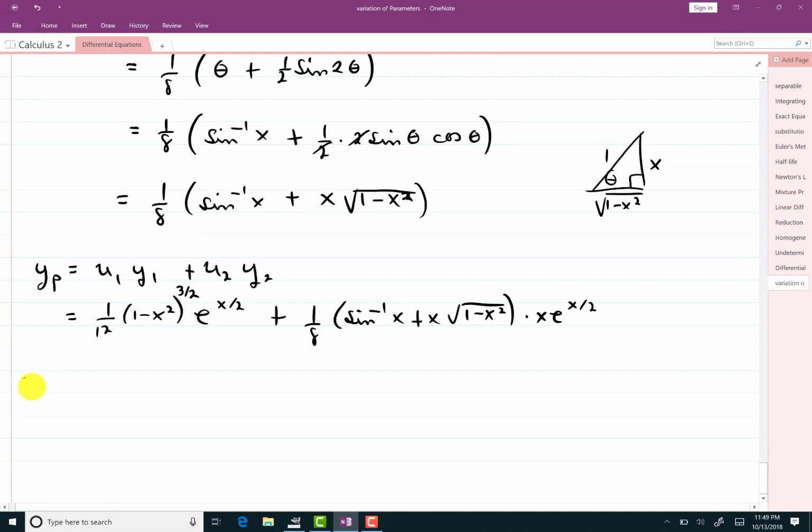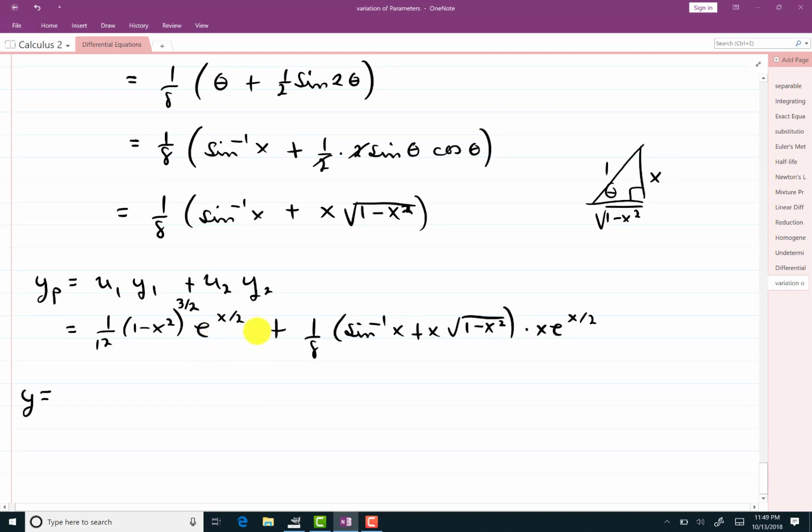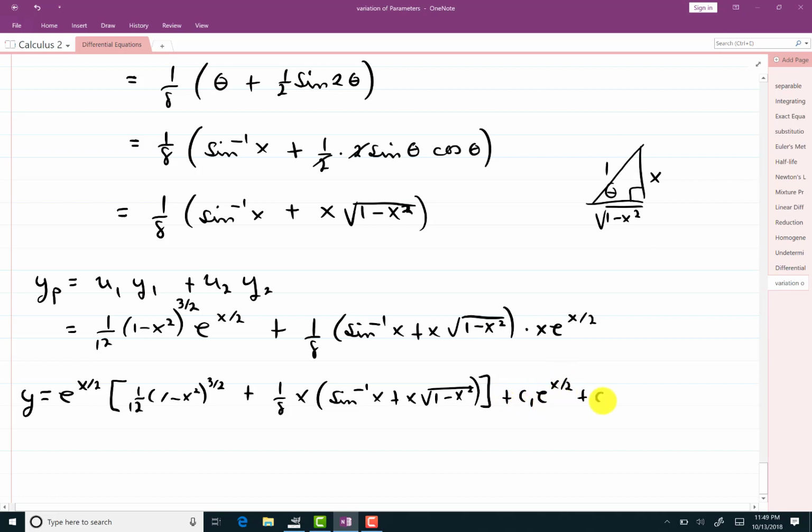So anyways, my y will equal all of this stuff. I'll try to write it even smaller. You know, you've got an e to the x over 2 attached to each thing. So I'm going to have an e to the x over 2 times 1/12 times 1 minus x squared to the 3/2 plus 1/8 x times arc sine of x plus x square root of 1 minus x squared, plus c1 e to the x over 2 plus c2 x e to the x over 2. That is a big solution.